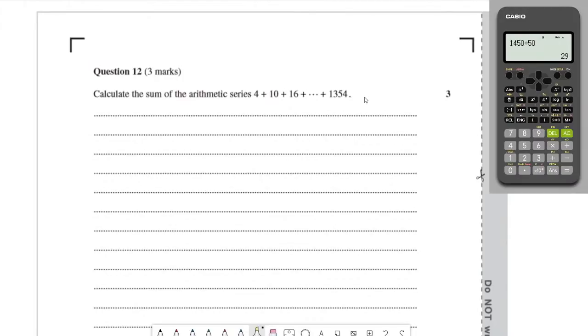Okay, calculate the sum of the arithmetic series. Now, the cool thing about the arithmetic series and all the series is that on your formula sheet, you actually get the sum of the arithmetic or the geometric sequences and series. So, to calculate the sum, okay, we're going to use the formula.